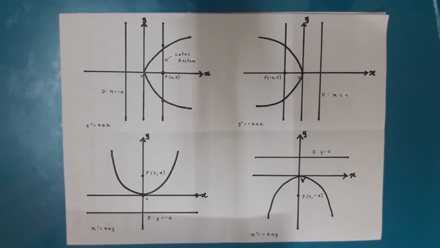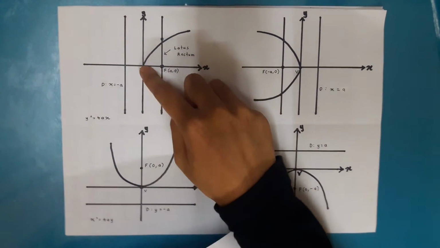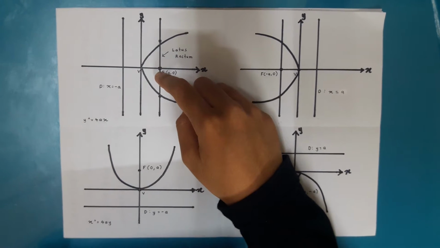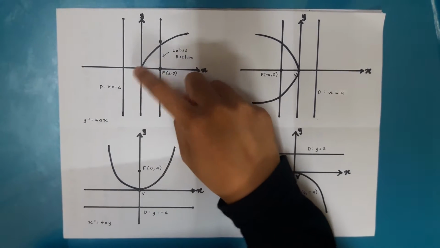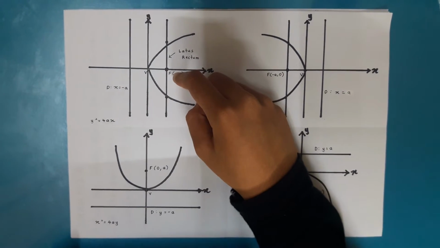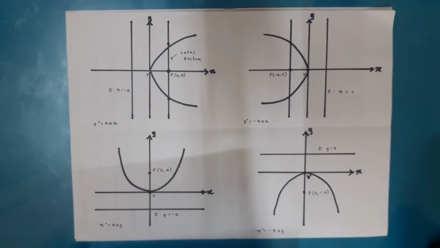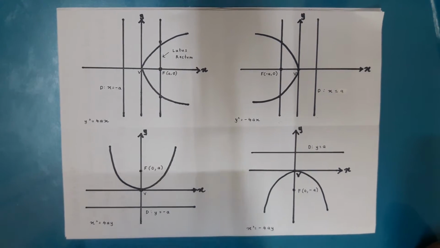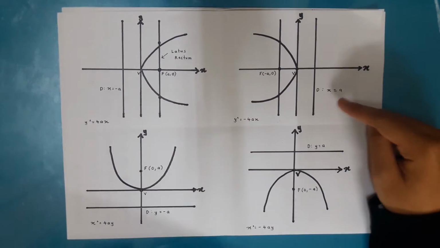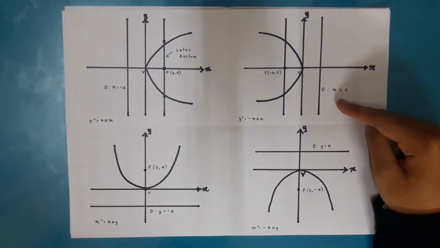Before we start, a is the distance between V and F, while the directrix is distance a from V but in the opposite direction of F. Based on the textbook, it says that latus rectum is equal to 4a. This is the graph for y squared equals 4ax. This is the graph for y squared equals negative 4ax.